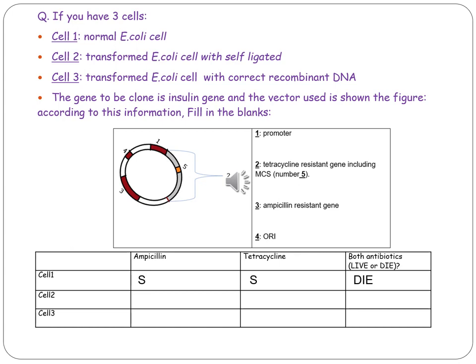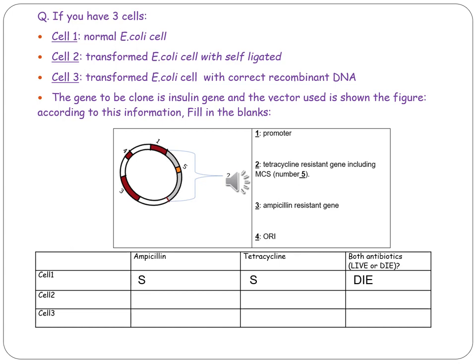The second cell is a transformed E. coli cell with self-ligated plasmid. Self-ligated plasmid means we'll have the original plasmid, although it was cut by the restriction enzyme, but it was ligated on itself and gained all the original shape of it. So it will have an intact tetracycline resistant gene and an intact ampicillin resistant gene. They will not be disturbed. These antibiotic resistant genes are not disturbed by any insert.